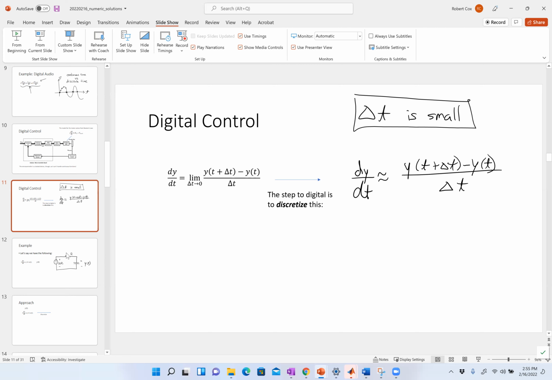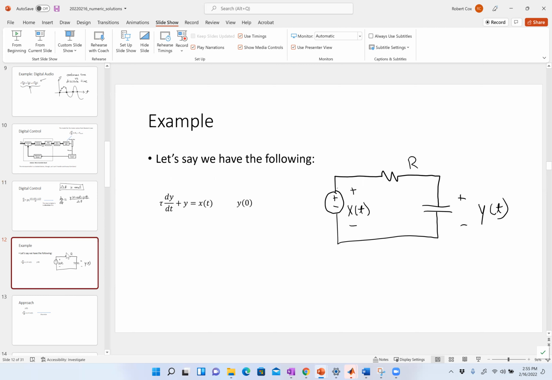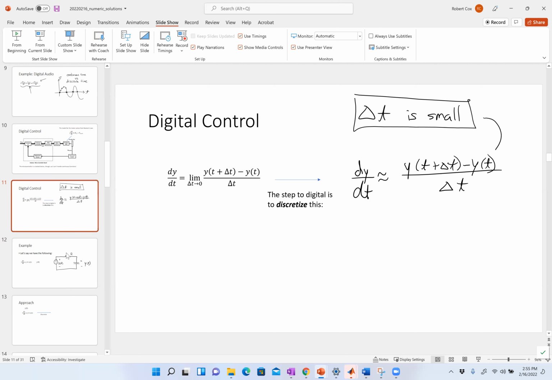Okay. That's approximately true as long as delta t is small. It's not perfect, but it's an approximation. So what I can do with this approach is try to go digital, to discretize the whole thing.